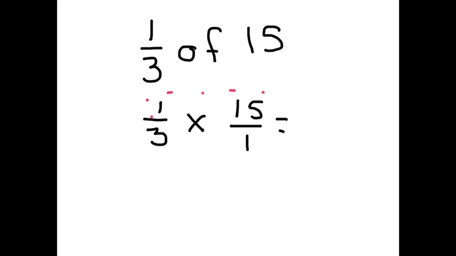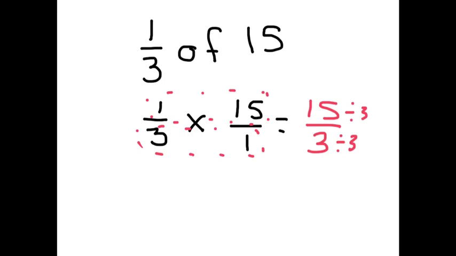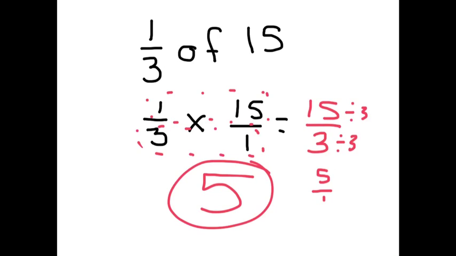Multiply the numerators. 1 times 15 is 15. Multiply the denominators. That is 3. We reduce it by dividing by the greatest common factor. And the greatest common factor in this case is 3. So we get the answer is going to be 5 out of 1, or we could just say 5 whole. And that should seem like common sense. 1/3 of 15 is 5. If we cut that 15 into 3 equal parts, those equal parts will be equal to 5.